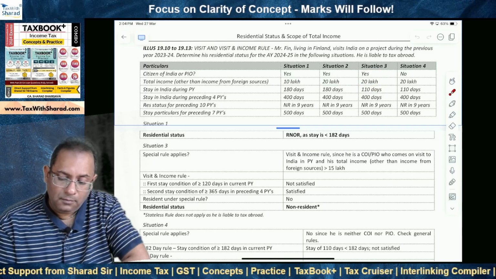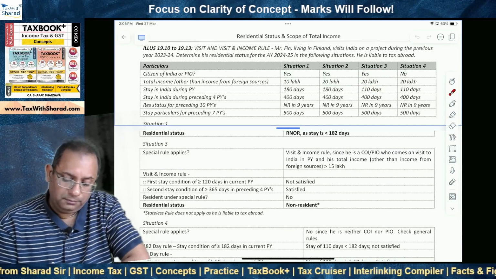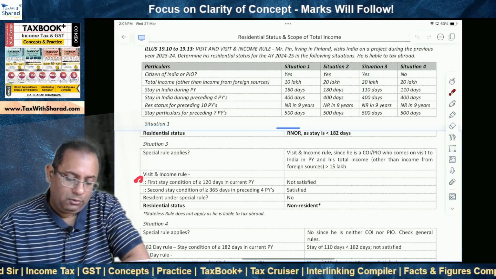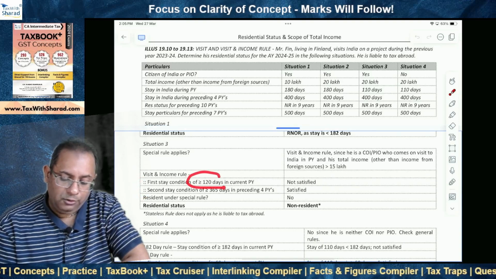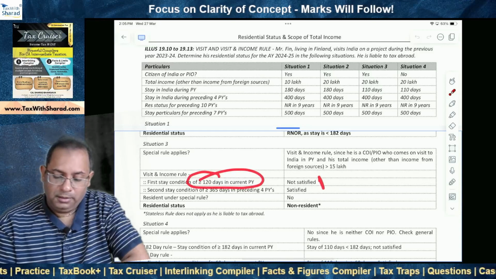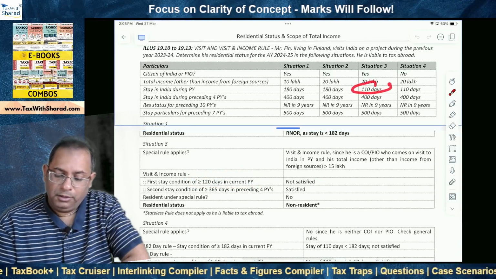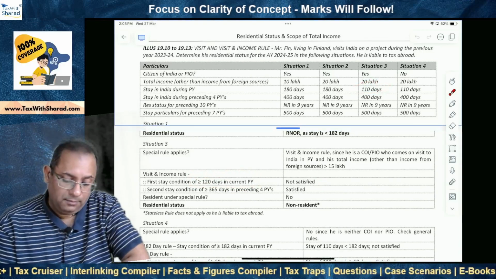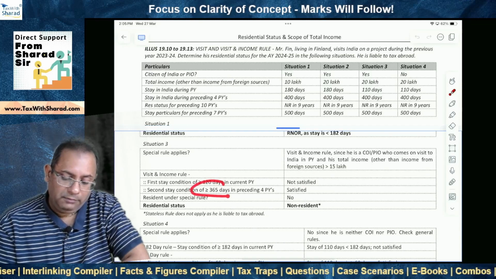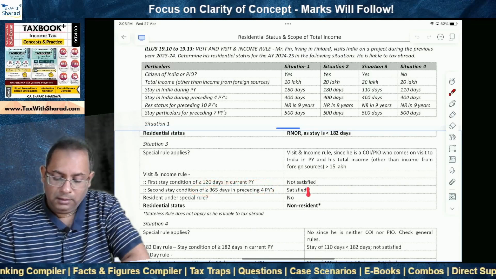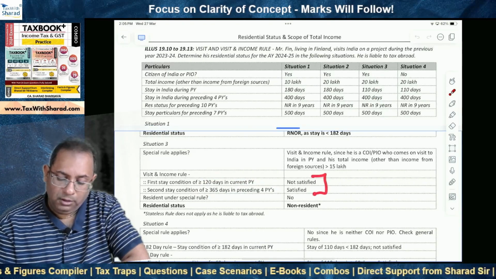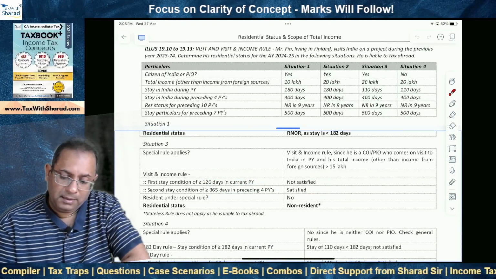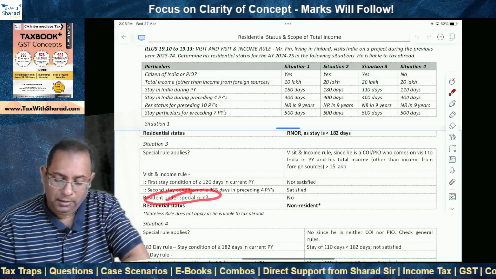So under the visit and income rule, to become a resident, two conditions are to be satisfied. First one, 120 days or more in the current year. This is not satisfied. Why? Because in the question it is only given 110 days. Second, the stay condition of 365 days or more in the preceding 4 years. This is satisfied because in the question it is given 400 days. But since both the conditions are not satisfied, is Mr. Finn a resident under the visit and income rule?